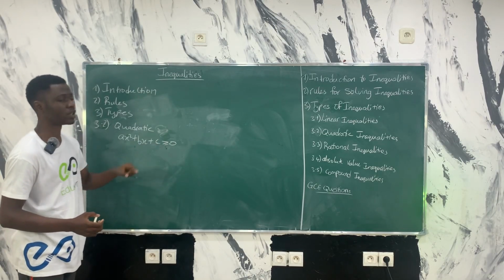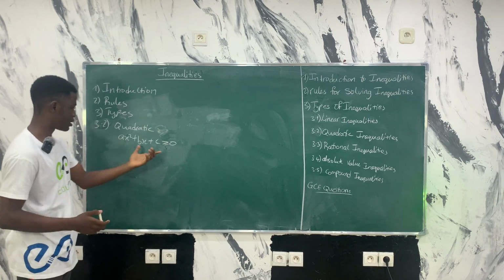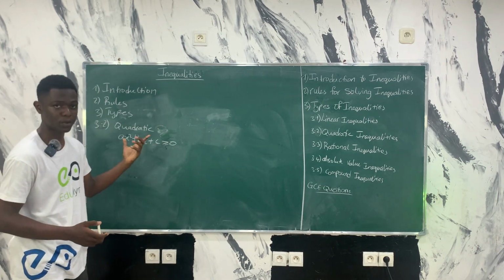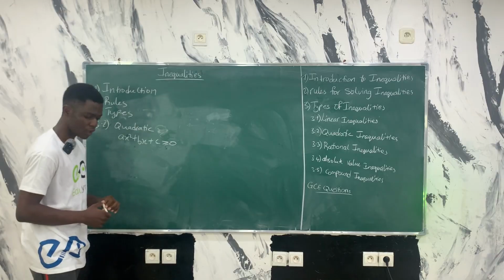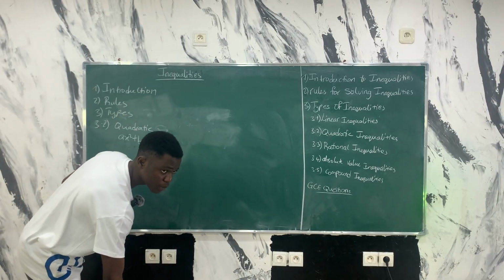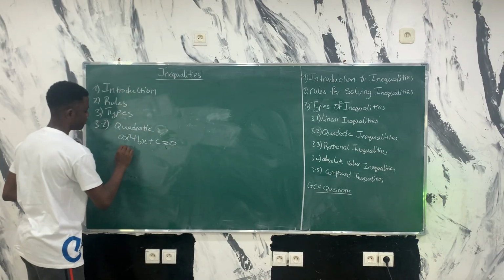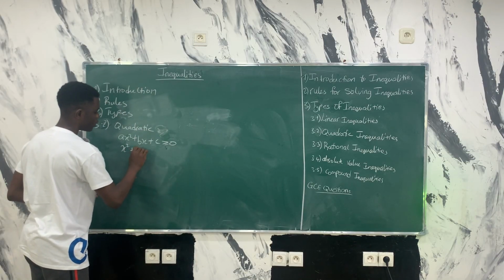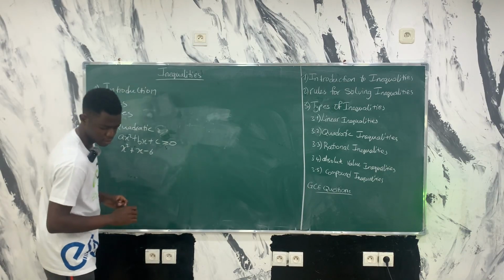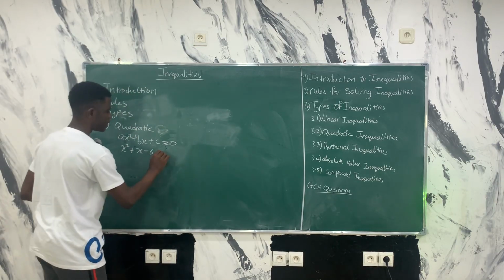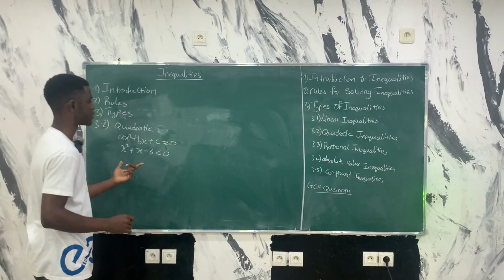It's an inequality because of the inequality sign. So this is how a quadratic inequality is represented. Alright, so we'll solve an example. We'll have x squared plus x minus 6 is less than 0. Let's solve this for instance.